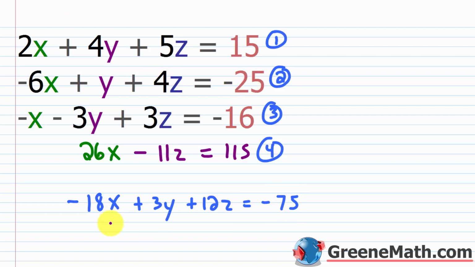Then what I want to do is take equation 3 and write it underneath. So negative x, then minus 3y, then plus 3z, and this equals negative 16. Okay, let me scroll down and get some room, and I'll come back up.